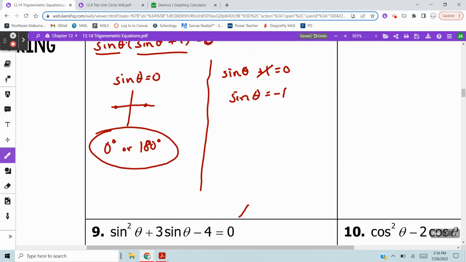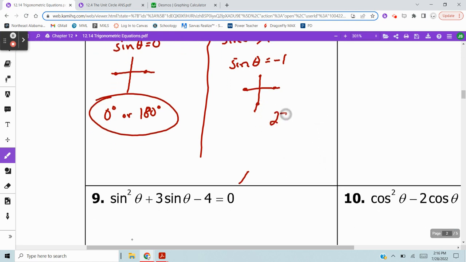The next one, where does sine equal negative 1? Again, that's one of our quadrantal angles. Sine is equal to positive 1 here, 0, 0, and negative 1 here. So my other answer is going to be 270 degrees.